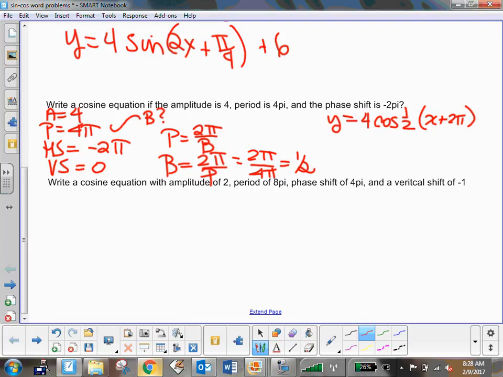And so we distribute it because I want it to be in standard form. Y equals 4 cosine, parentheses. You've got to have this in parentheses. This is going to be x over 2 plus pi. You good? All right, you do the last one. You do the last one of these.